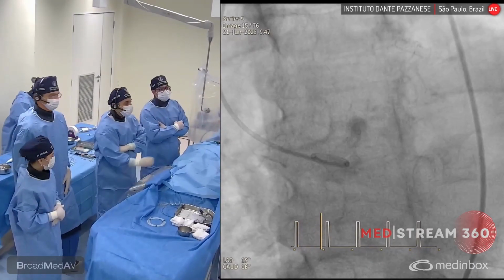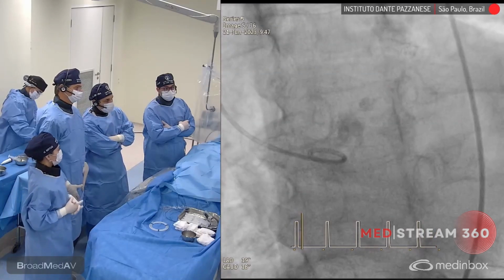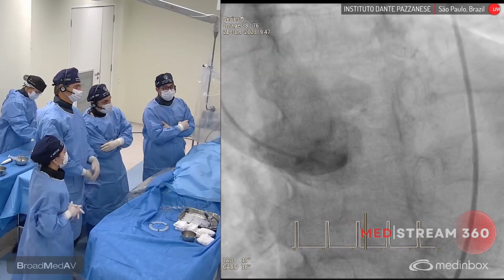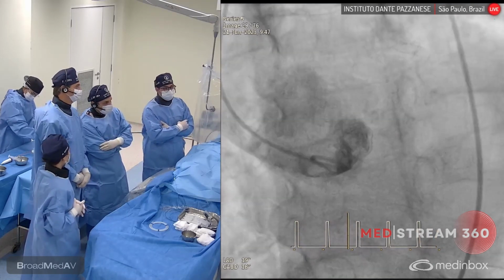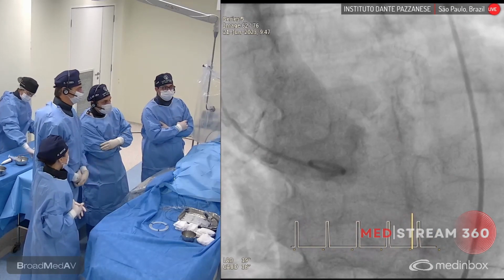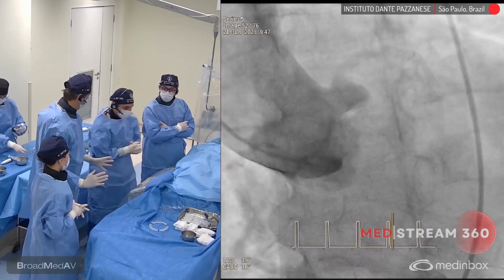And then we did our angle here. We have a coplanar view with the three cusps in the same plane. You can also appreciate how calcified this valve was. So this is going to be a minimalist approach again.